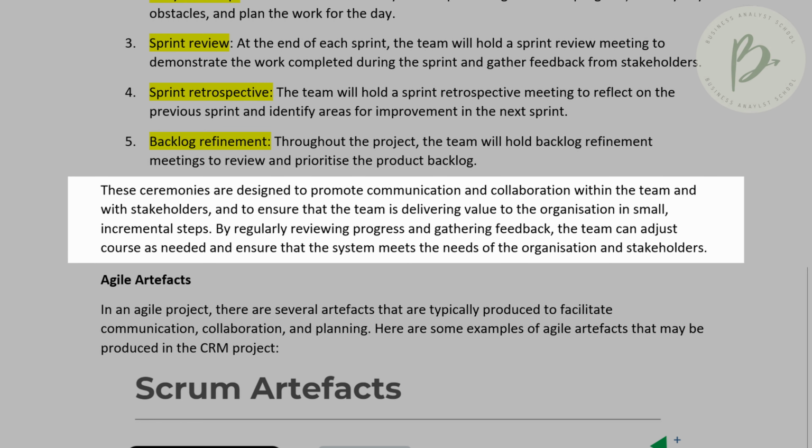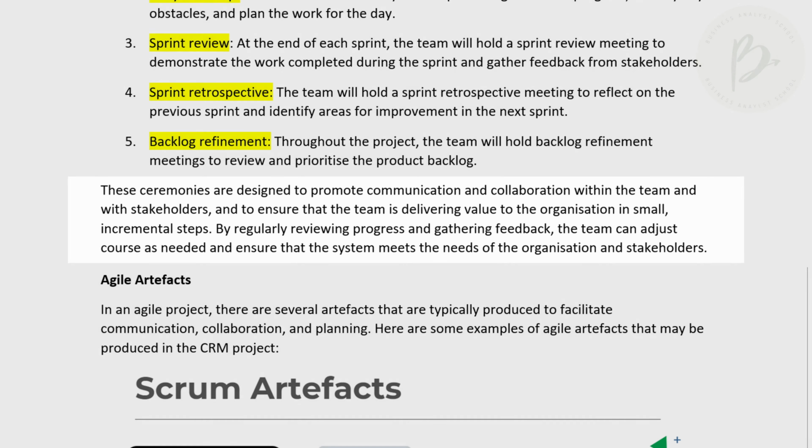So all these ceremonies that we perform in Agile, they are generally for promoting communication and collaboration, because one aspect of Agile is this collaboration, transparency, communication with the team, with the stakeholders, so that we can ensure that we are delivering the value to the organization in those small incremental steps. In that way, in reviewing this and gathering feedback from stakeholders, we can then adjust the course, learn lessons, and then try to sort of improve the way we are delivering our project.